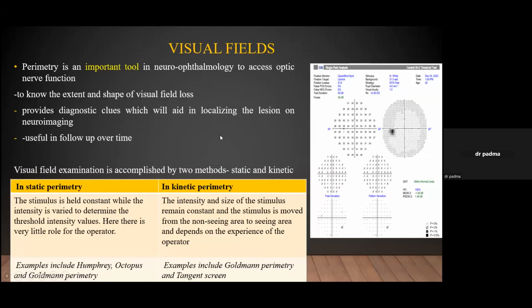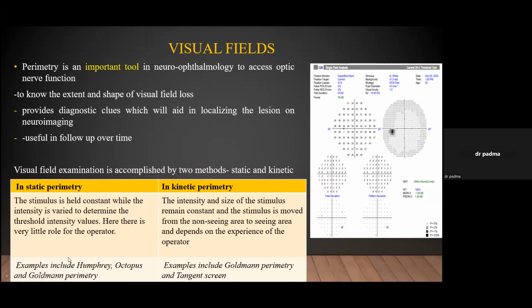Moving on to visual fields, perimetry is an important tool in ophthalmology to assess optic nerve function, to know the extent and shape of visual field loss, and it provides diagnostic clues which will aid in localizing the lesion on imaging, and is also useful in follow-up over time. It can be done by 2 methods, static and kinetic. In static, the stimulus location is held constant while the intensity is varied.